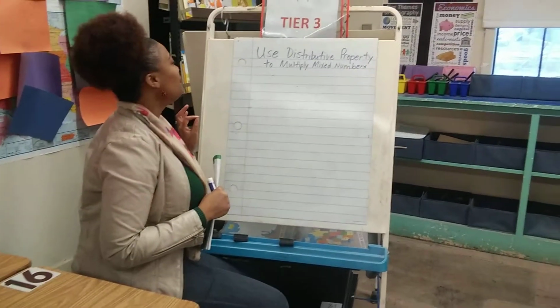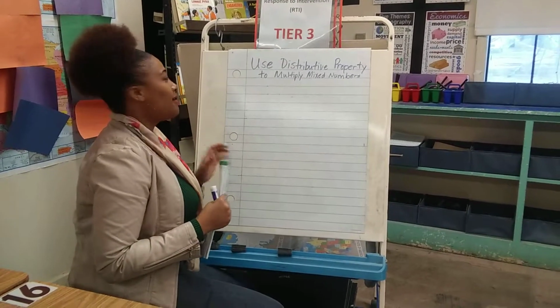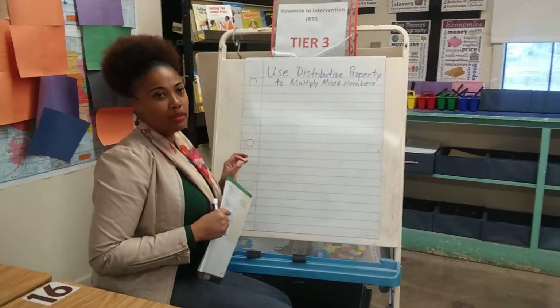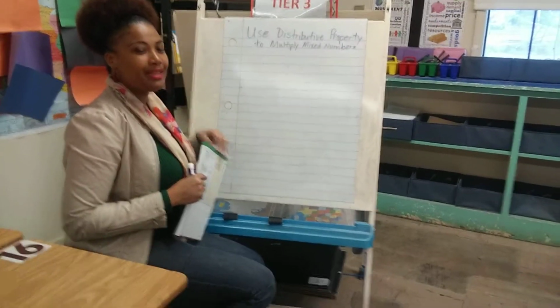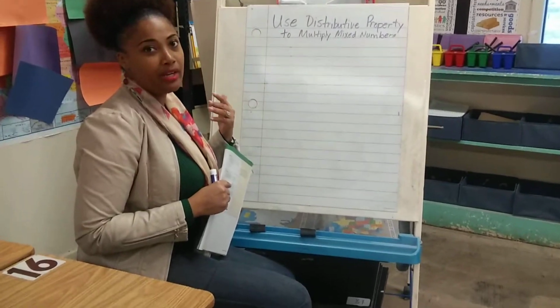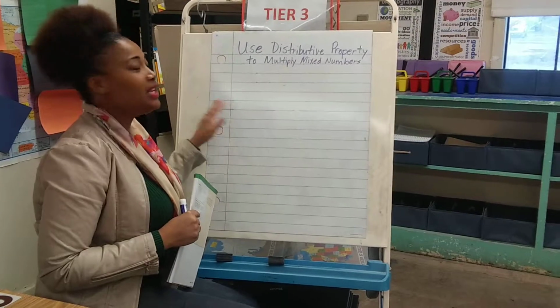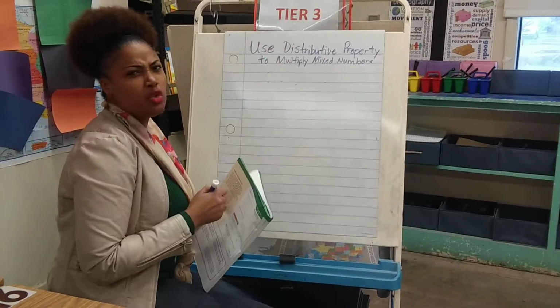Today we will use distributive property to multiply mixed numbers. All right, in the last video we multiplied mixed numbers and we changed the mixed numbers to improper fractions and then just multiplied the numerators and the denominators and simplified when we had to. Here in this video we're going to use distributive property to multiply mixed numbers because you can use many strategies to multiply mixed numbers.